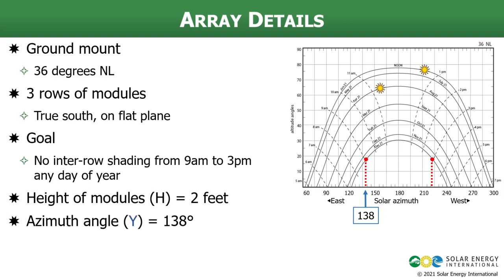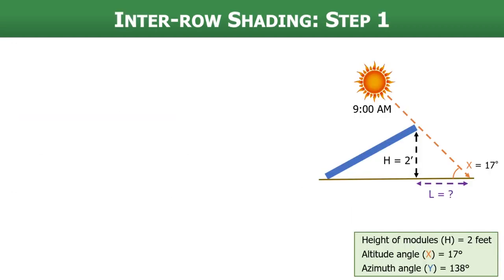And looking at our sun chart, we see our azimuth angle at 9 a.m. on December 21st is 138 degrees, and our altitude angle is 17 degrees at 9 a.m. on December 21st. So we're going to use those 3 numbers in our following calculations. So step 1, we have to determine the length of the shadow at 9 a.m. And in the lower right, we have those values already. We have the vertical height of the modules as 2 feet.